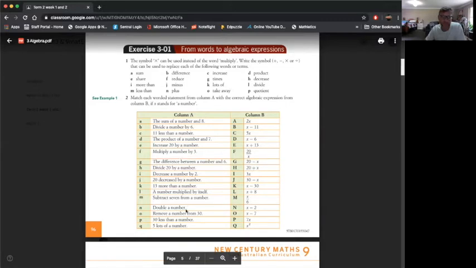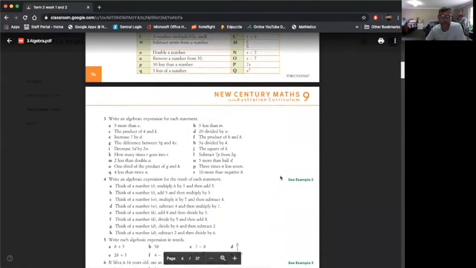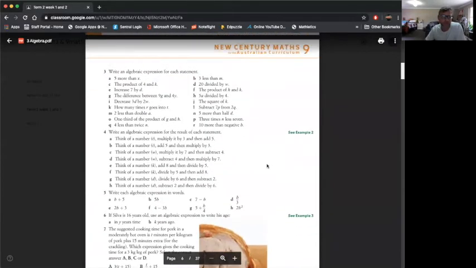So just work through these ones here. This is basically like a translation activity, translating from English into mathematical language. It gets a little bit different here. They don't give you any hints, but it's the same process.